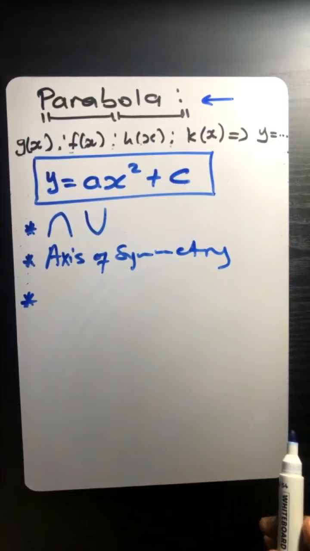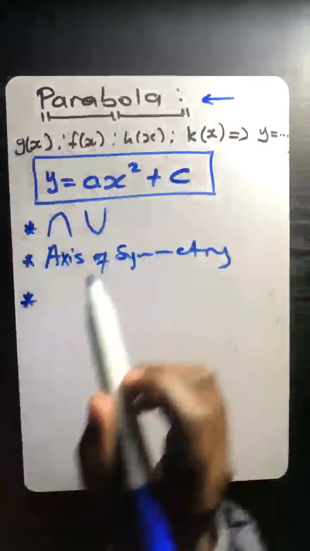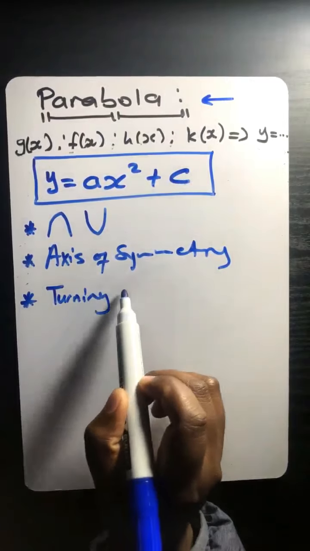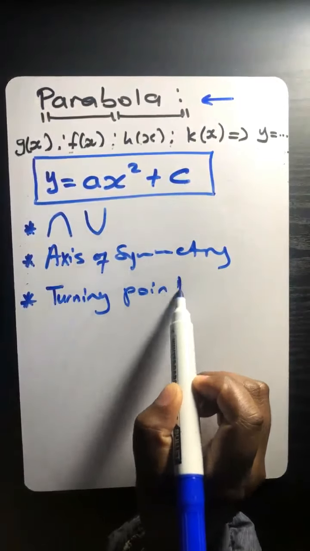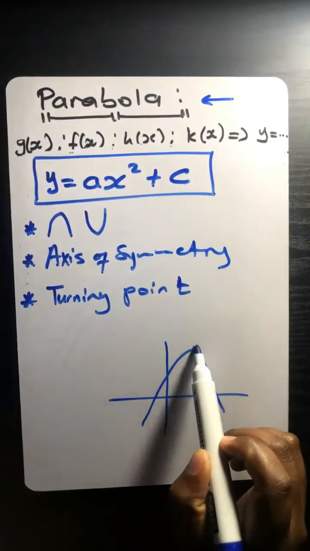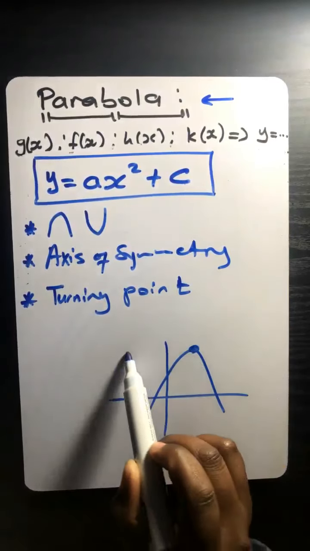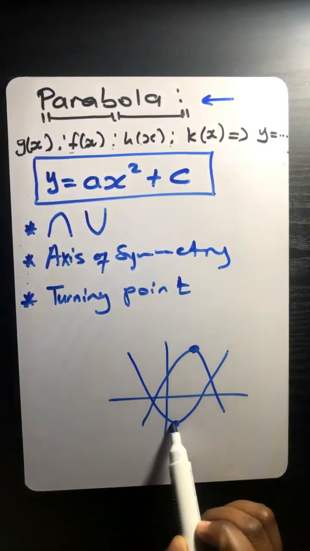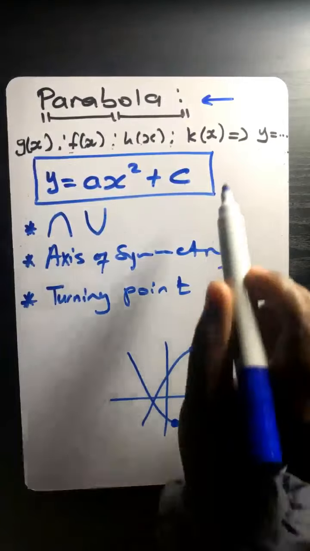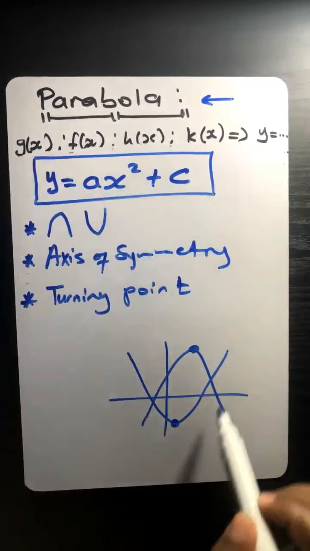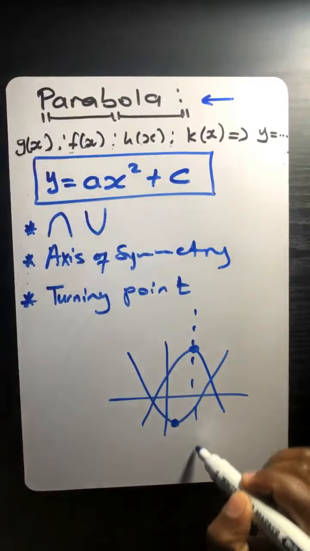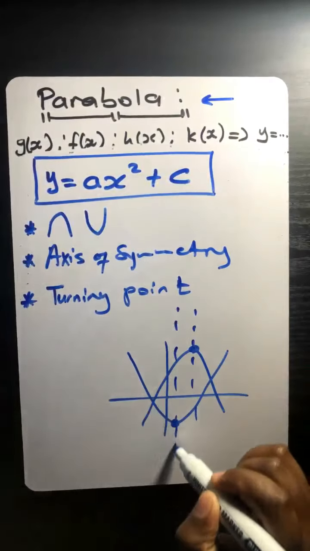The other important thing with regards to a parabola is the turning point. You know very well that you can either have that turning point or you can have that turning point. A parabola cannot be something like that or like that, having that general formula. So it's like that or like that. So this is where we are going to have the axis of symmetry.